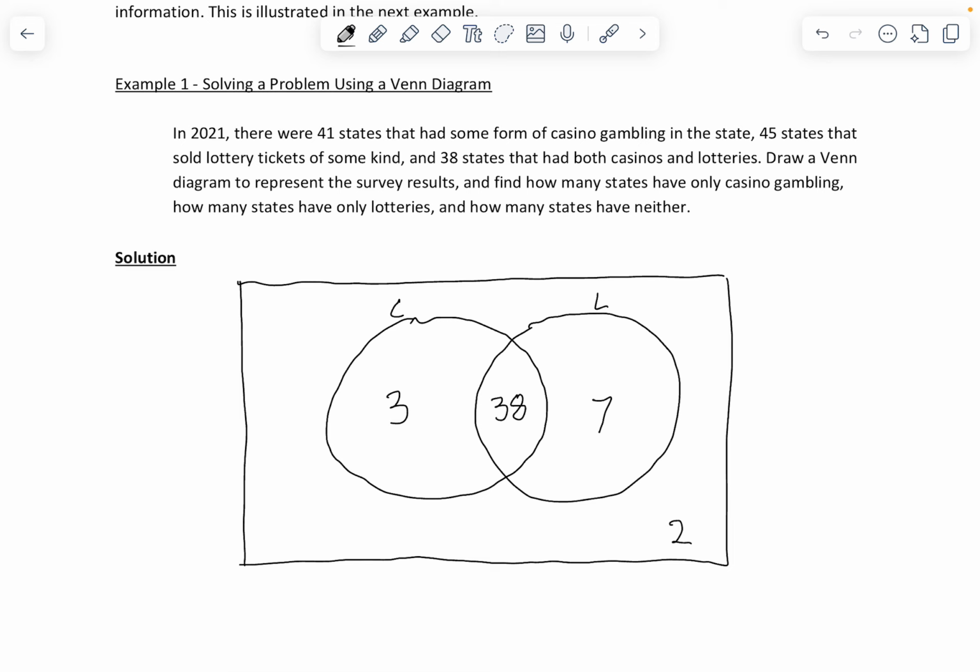Okay, so now we can answer our questions. There are 3 states that have casino gambling, but not lotteries. There are 7 states that have lotteries, but not casino gambling. And then there are 2 that have neither, no casino gambling and no lotteries, okay? Then there's 38 states that have both. Okay, so that's kind of the general procedure for solving a problem that involves 2 sets. We can analyze the relationships between the sets using a Venn diagram.